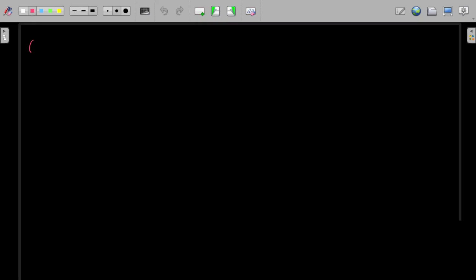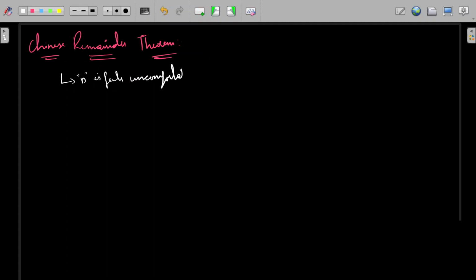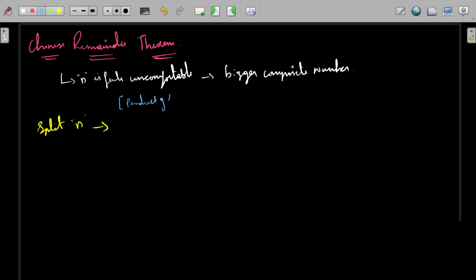So we are going to discuss what is meant by the Chinese remainder theorem. When will we apply the Chinese remainder theorem? We apply it when my divisor is uncomfortable, I mean a bigger composite number. My divisor is a too big composite number. Then I'm going to split the divisor into a product of two or more co-prime numbers.